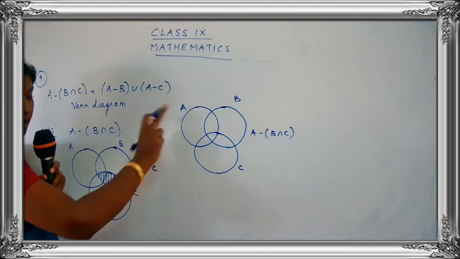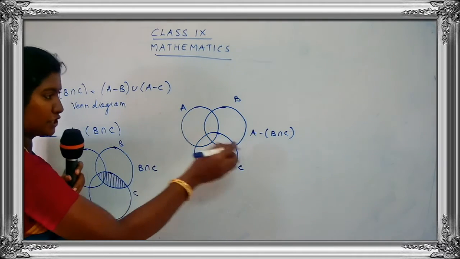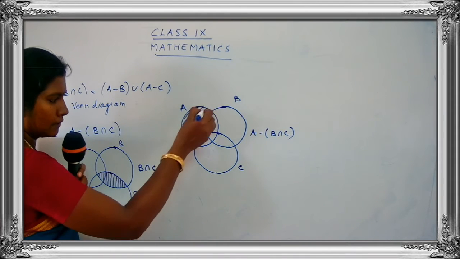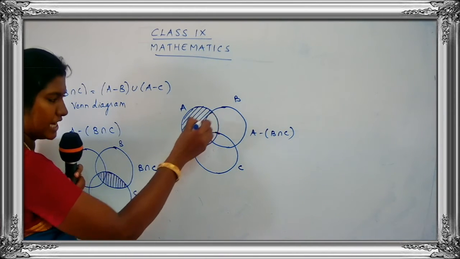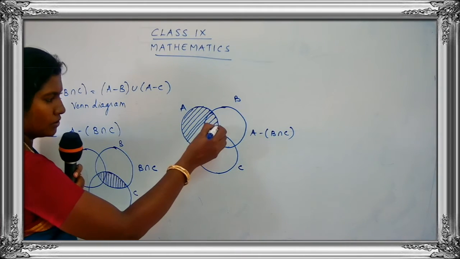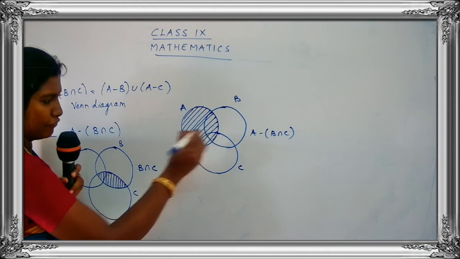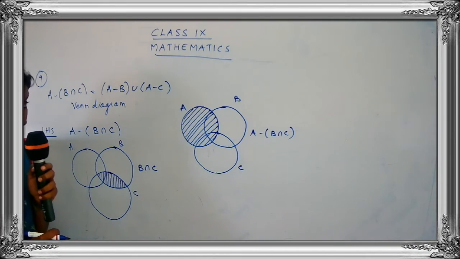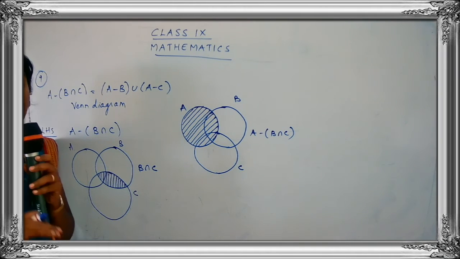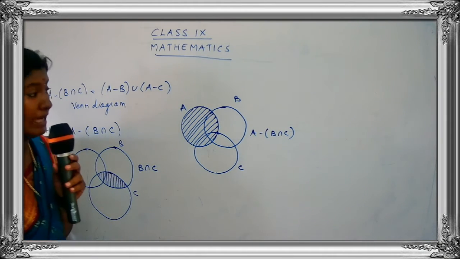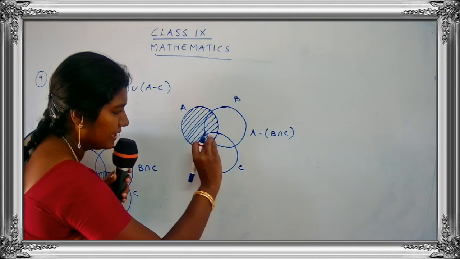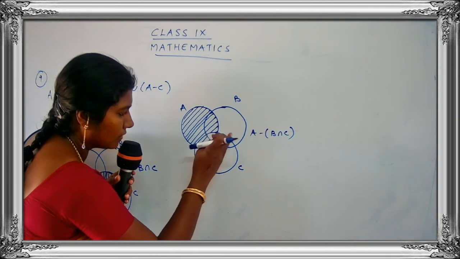We want A, but we don't want B intersection C. So first of all, I'll shade A because I want A. I'll just shade completely A and I'll tell you how to remove that B intersection C. So I have shaded A fully. Okay, children? I have shaded A, but here what is the condition? The condition is you need A, but you don't want B intersection C. That means I don't want this area to be shaded. So you have to just remove that part.